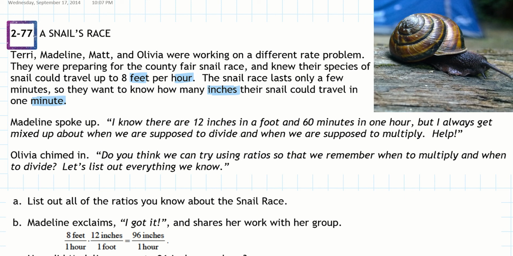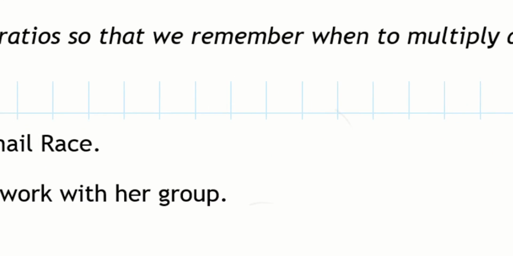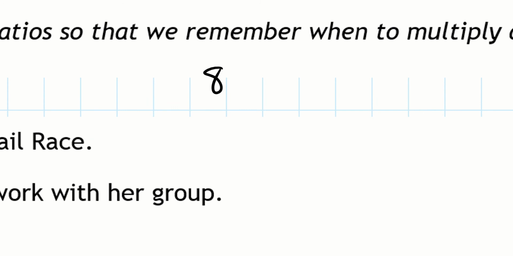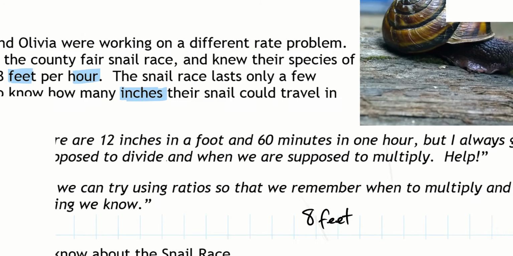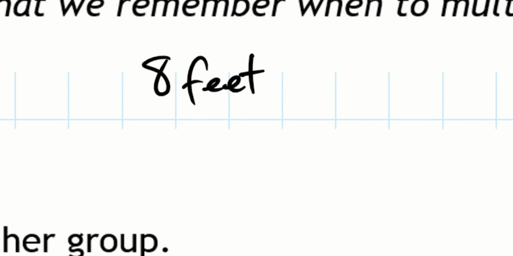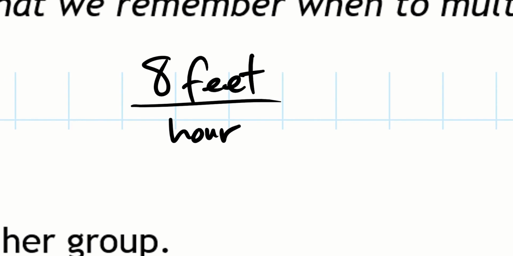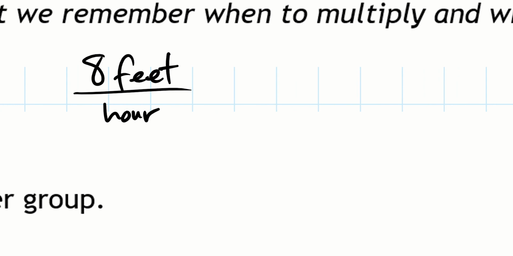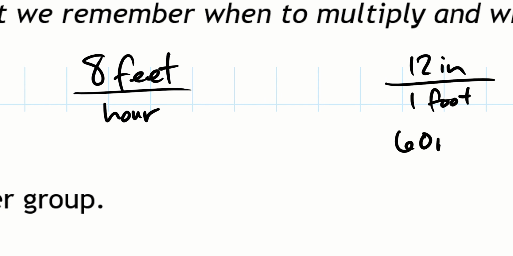So Olivia chimed in and says, "Hey, do you think we can try using ratios so we can remember when to multiply and when to divide? Let's list out everything we know." So it says here, list out the ratios you know about the snail race. So one of the things we know is that the snail is going 8 feet per hour, per 1 hour. Now, a couple things that I know is I do know that there's a relationship between feet and inches. I know that 12 inches is the same thing as 1 foot. And I also know that 60 minutes is the same thing as 1 hour, right?